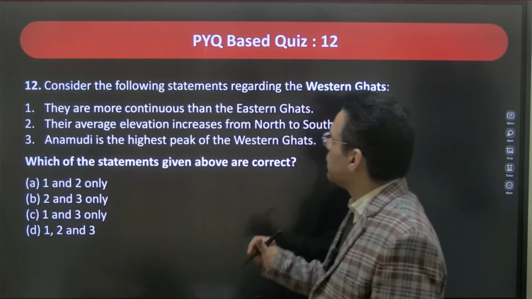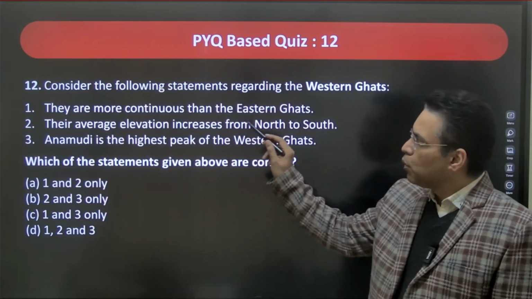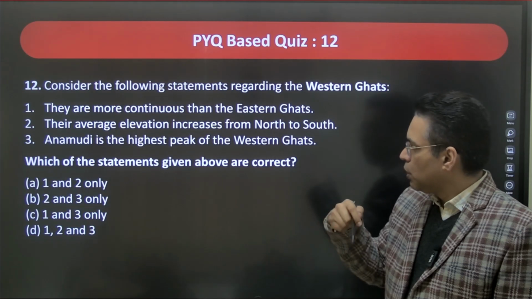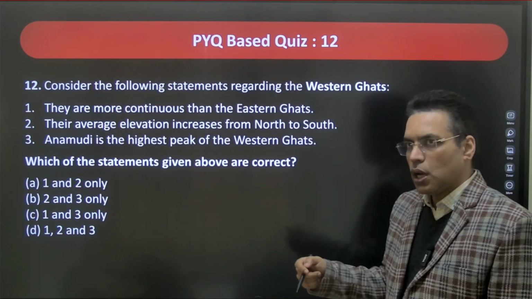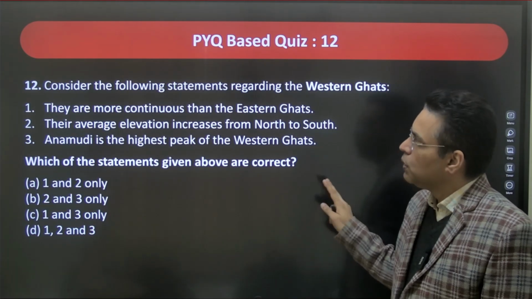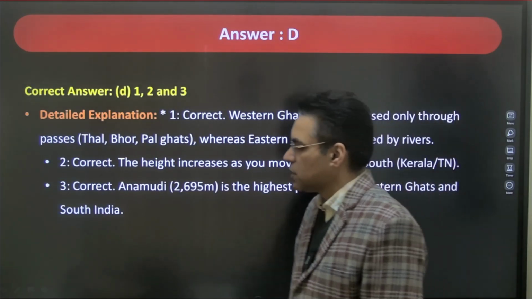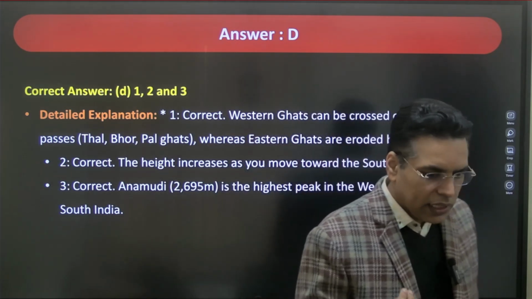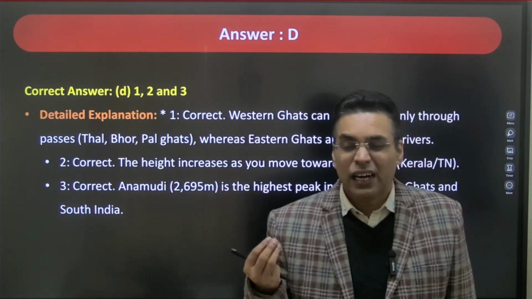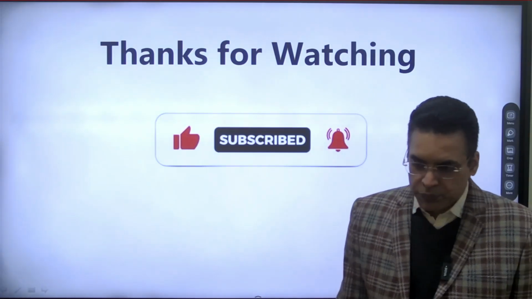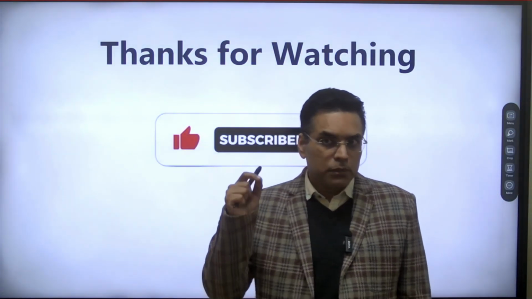And then consider the following statements regarding the Western Ghats. They are more continuous than the Eastern Ghats. Answer is right. The average elevation increases from north to south. Okay, yes, this is also right. Anaimudi is the highest peak of the Western Ghats. That is also true. So the answer is D. All the information is correct. Now, the idea is not to help you solve questions. The idea is to give you insight and context of how UPSC is going to ask questions and how you should be doing that.